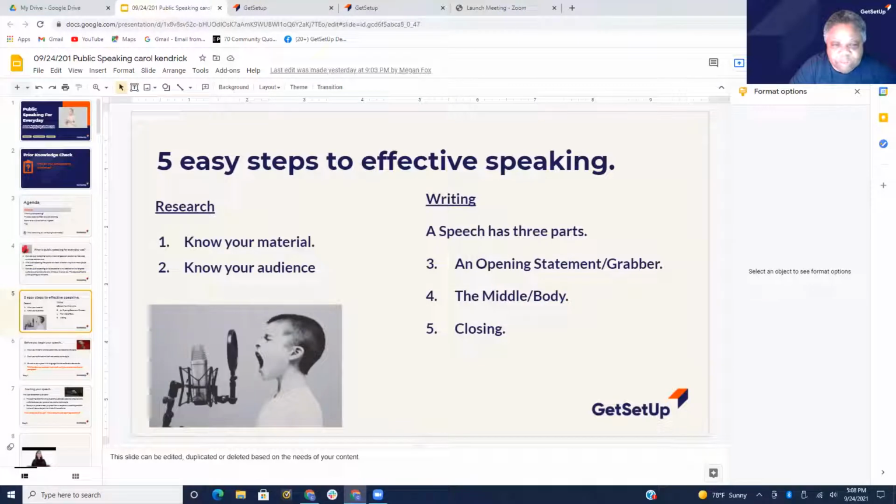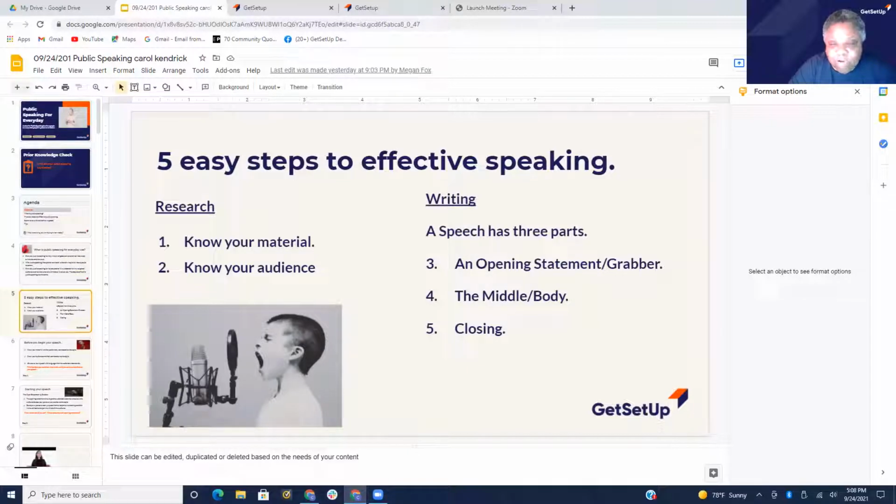So know your material, know your audience, meaning if the audience were farmers, you would speak to them a little differently than you would if they were car salesmen. With farmers, you may use things about crops and seeds. Car salesmen, you may want to use how many cars were sold or information about the car. So know your material, know your audience. That's number 2.